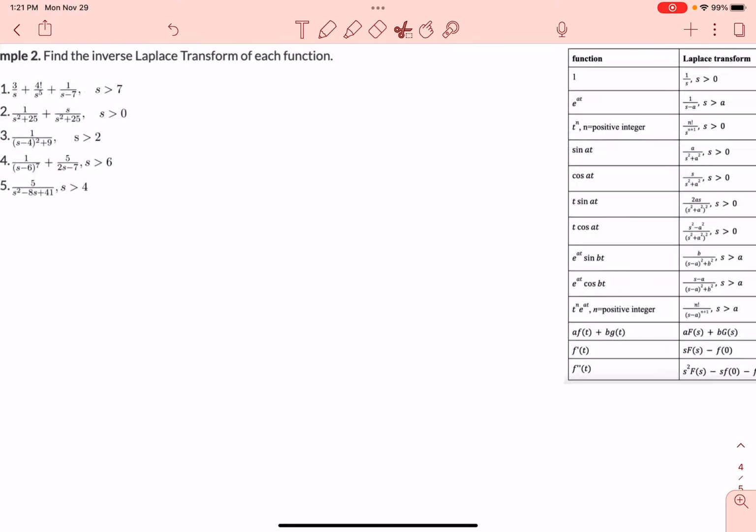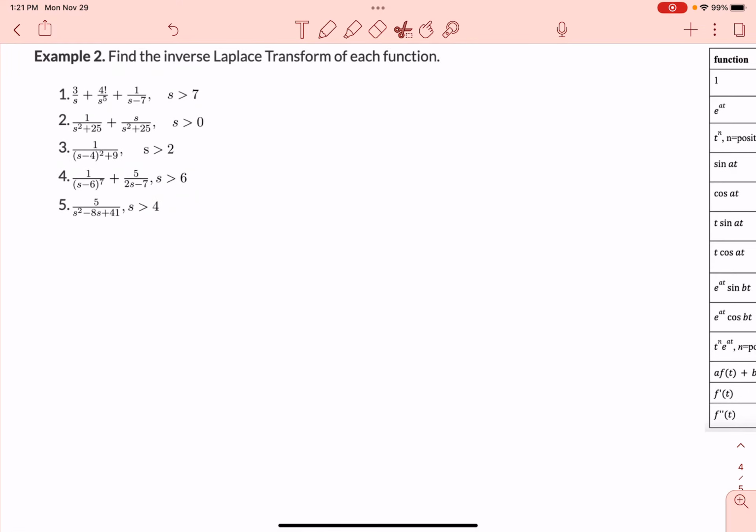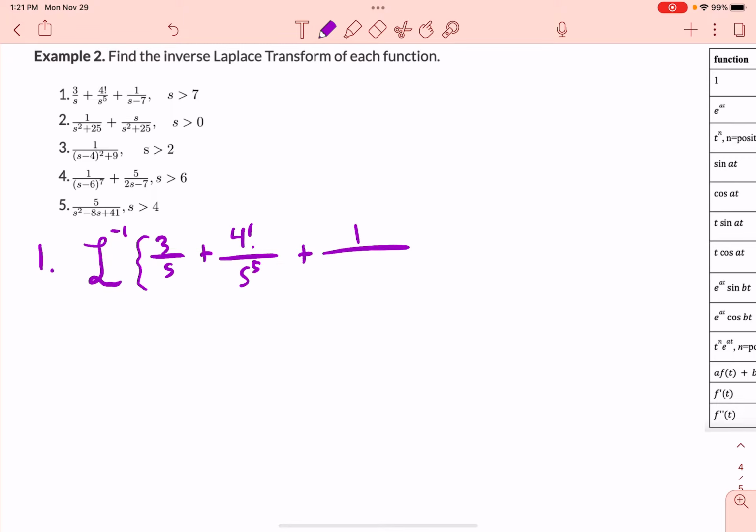So let's talk about the inverse Laplace transform. This is problem 1. And when we take the inverse Laplace transform, we write L with a little -1 power. That's a common notation for the inverse of some operation. So this is the inverse Laplace transform of 3 over s plus 4 factorial over s to the 5 plus 1 over s minus 7. And we have that s has to be greater than 7.